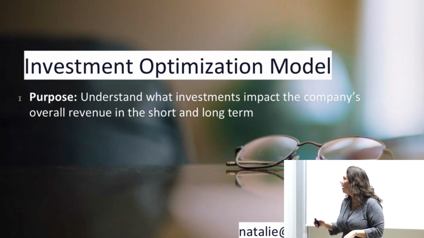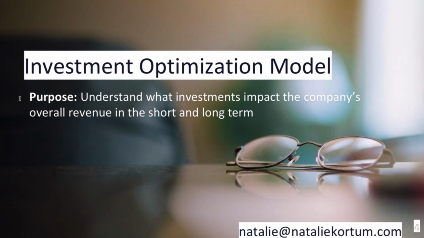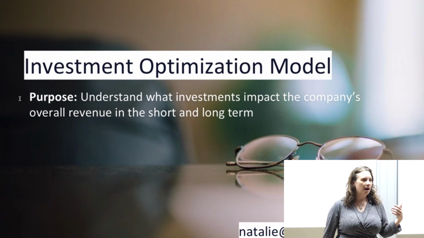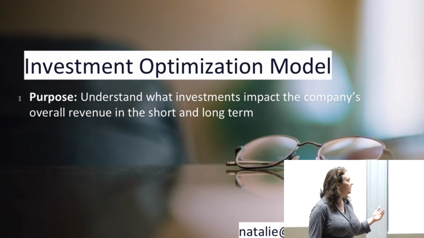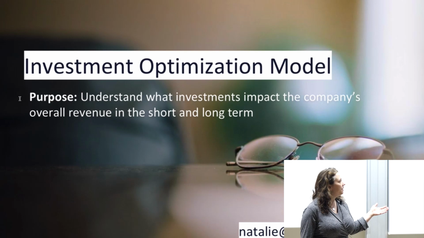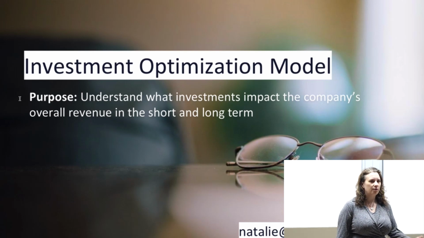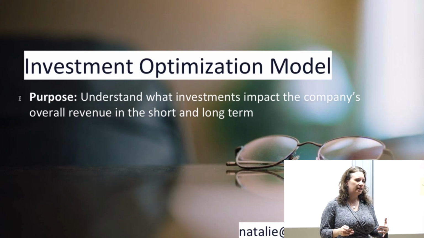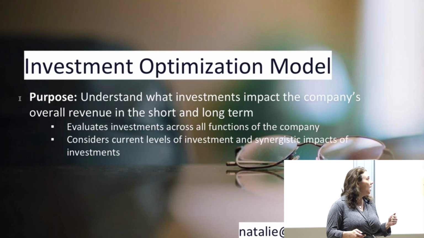Okay, so let's talk about investment optimization. Enough about Playboy. Investment optimization modeling. So start with the answer first. What really was the purpose behind this? And I totally agree that you really have to start with the business case. The purpose was to understand what investments impact the company's overall revenue in both the short term and the long term. So the big question was trying to understand the different areas where a company can invest and what kind of returns that's going to give them in the next year from a revenue perspective.